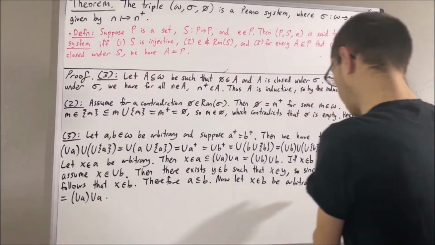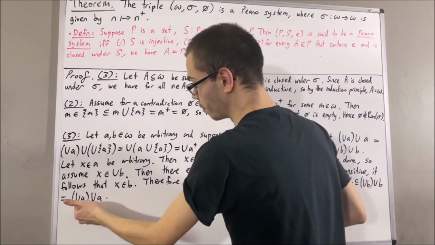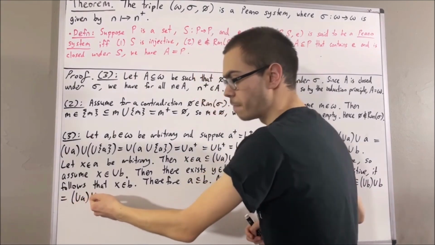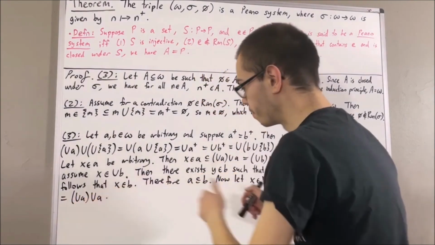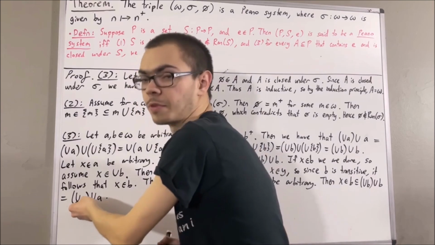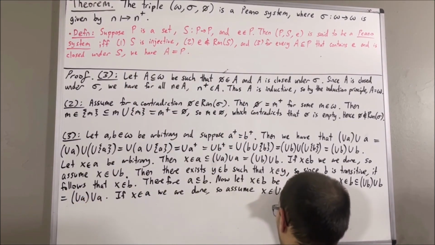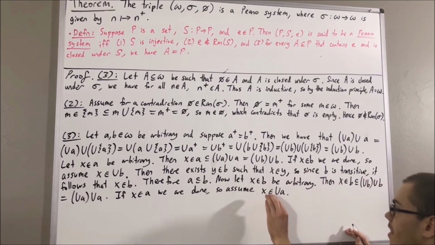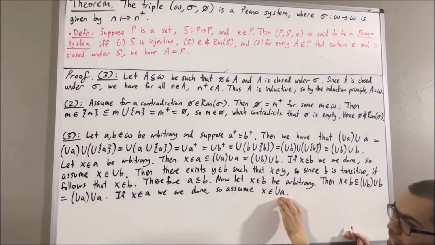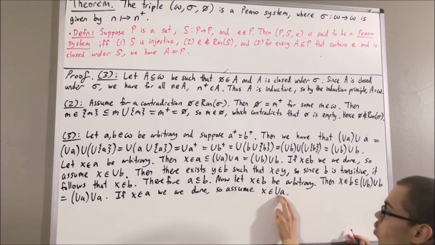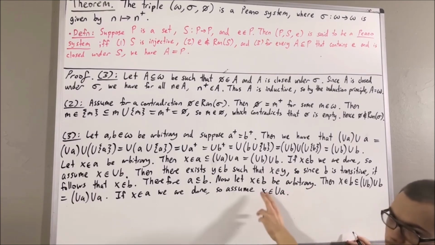So either x is an element of a, or x is an element of the union of a. If x is an element of a, then we're done. So from now on, we'll assume x is an element of the union of a. Well, in that case, this means x is an element of some set in a. And I'll call that set y. So there exists a set y in a such that x is an element of y.